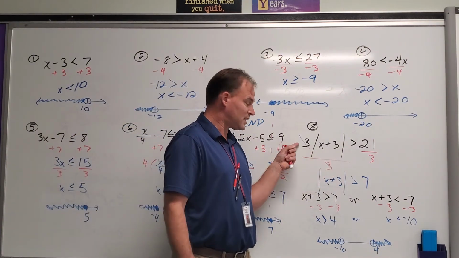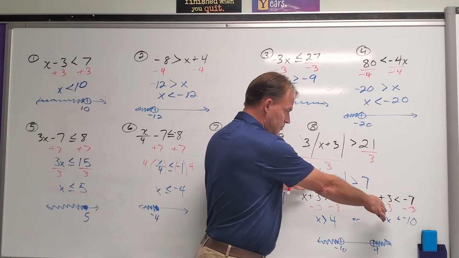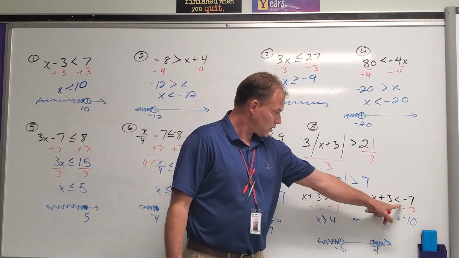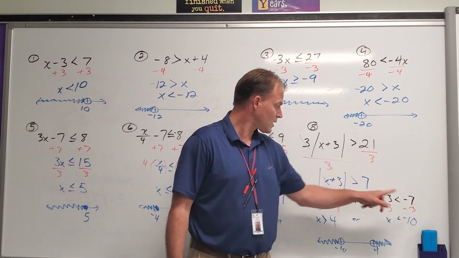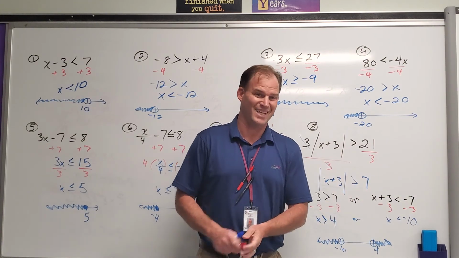Absolute value. Deal with the stuff outside the absolute value first, then split it into 2 equations. When you split it into 2 equations, on the second one, change the symbol, change the sign. If it's greater than, it's an or statement. If it's less than, it's an and statement.